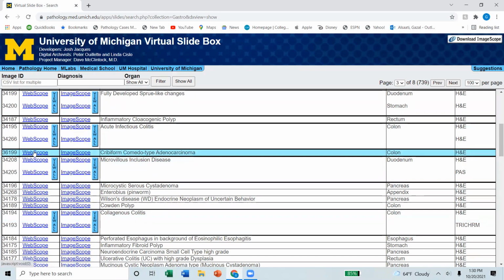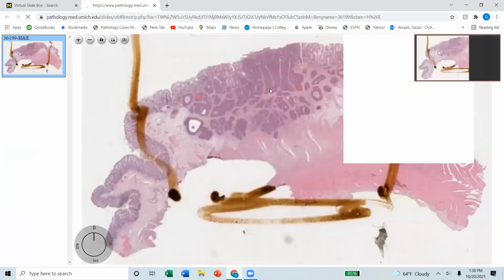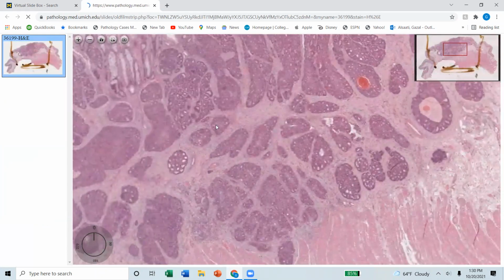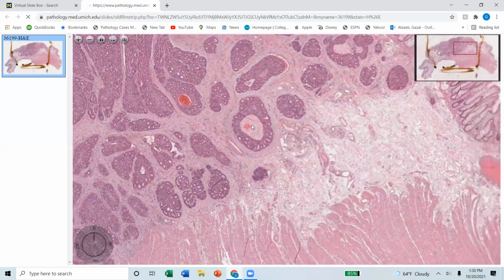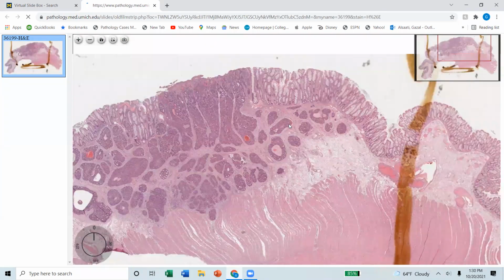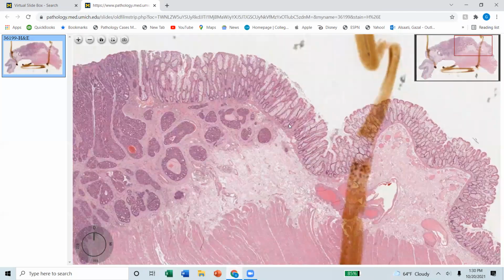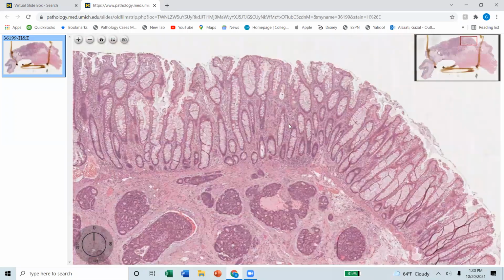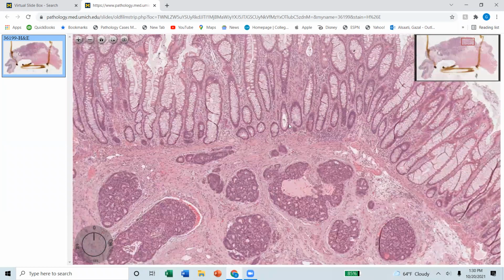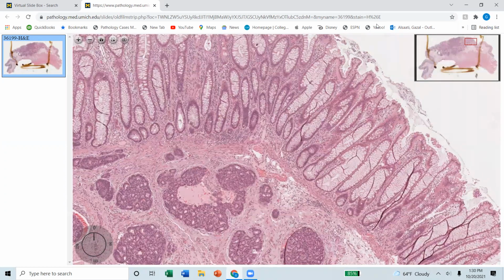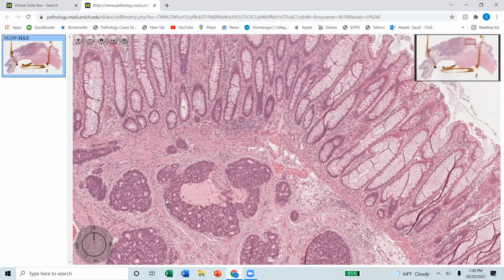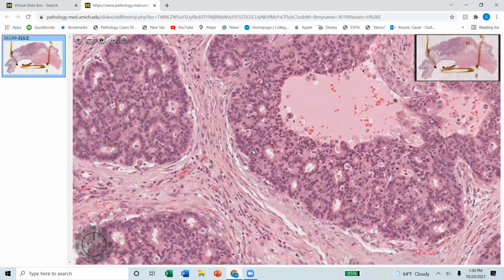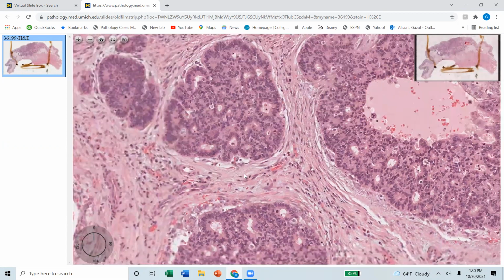Cribriform comedo-type adenocarcinoma. Okay, so that's in the colon. So let's see what we have here. Okay, it's nice confirming that we're in the colon. Beautiful, beautiful. This is all colon. Sometimes we get only what we have here. You have normal colon on top, and then you have invasive adenocarcinoma, comedo-type, or see how it's all kind of acinar shapes.